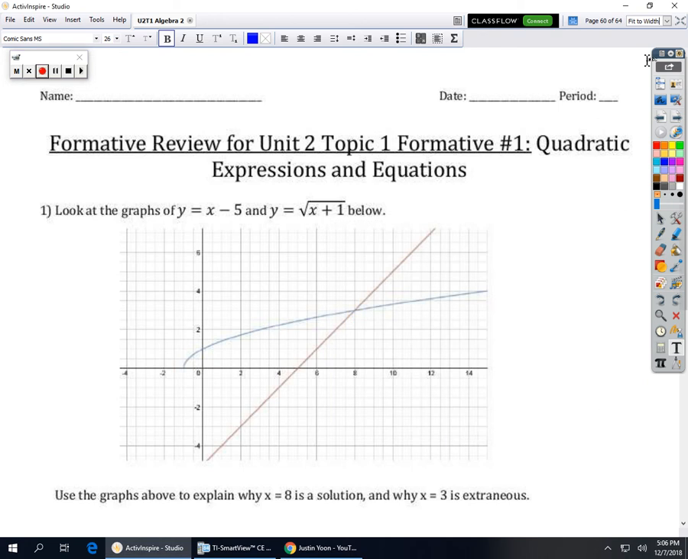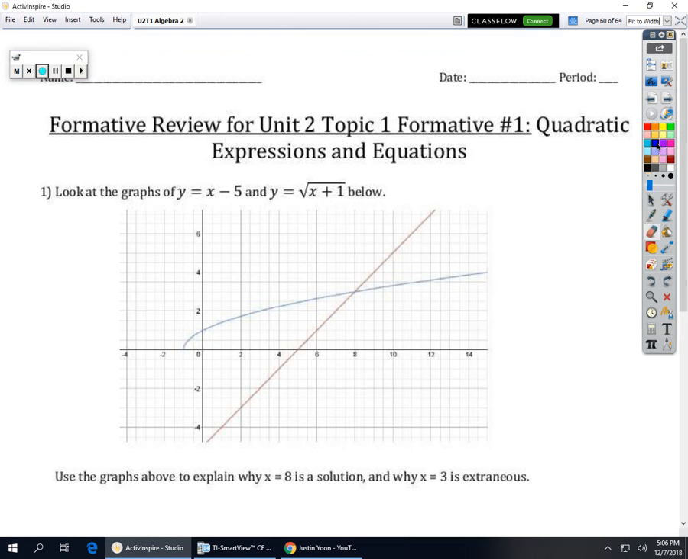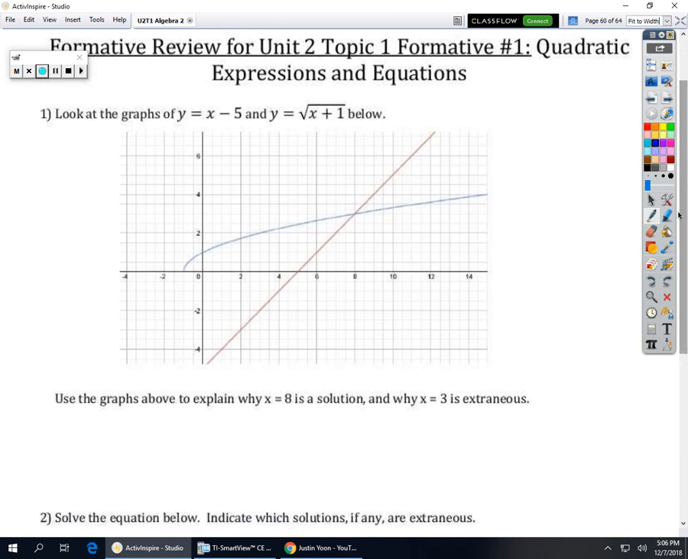All right, here we go, reviewing. So taking a look at the first problem here. We got a graph. So we got two graphs here. One is x minus 5, that's the straight line here. And square root of x plus 1, that's the square root graph here.